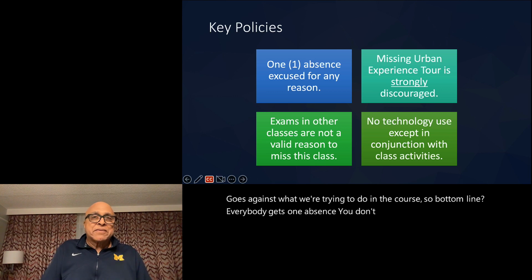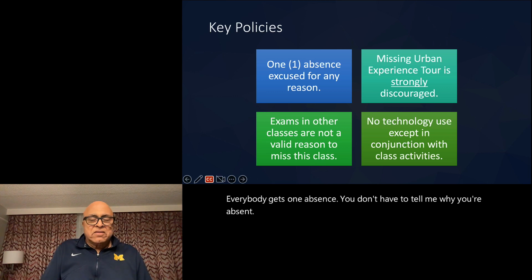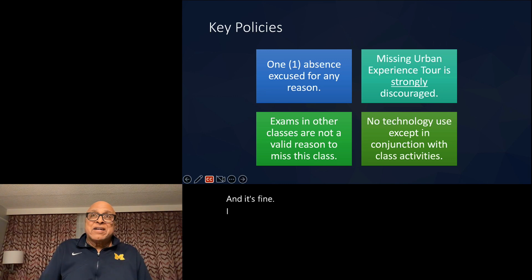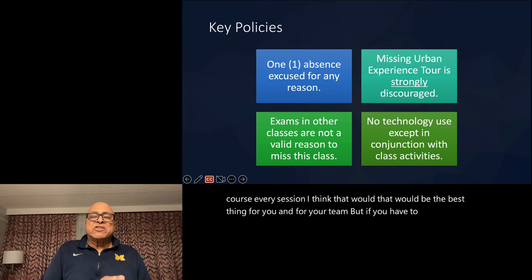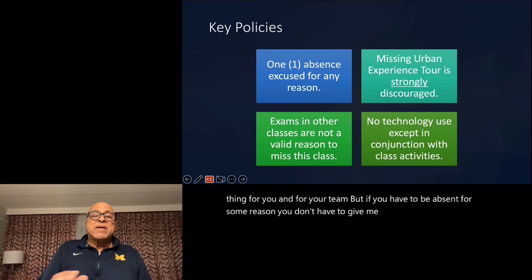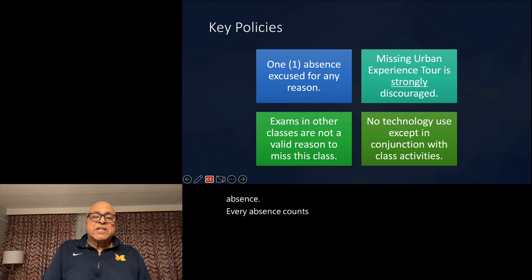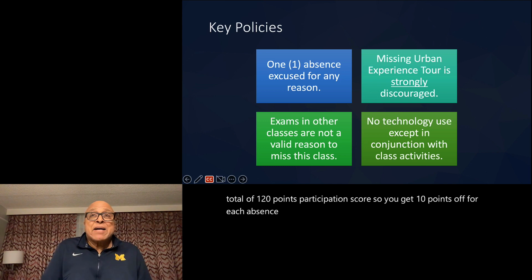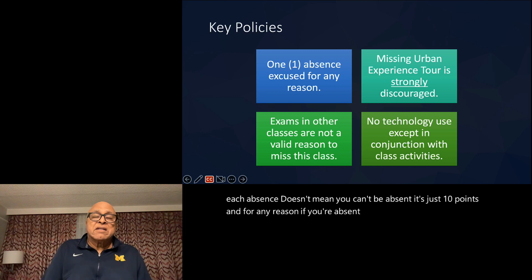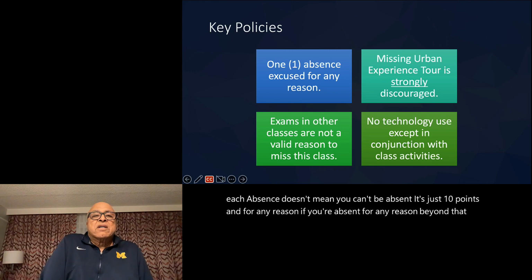You don't have to tell me why you're absent, and it's fine. I don't think it's a good thing to be absent. If you can make every session, I think that would be the best thing for you and for your team. But if you have to be absent for some reason, you don't have to give me an excuse. Beyond the one absence, every absence counts against your participation score. There's a total of 120 points participation score, so you get 10 points off for each absence. Doesn't mean you can't be absent, it's just 10 points. And if you're absent for any reason beyond that first excused absence, it's 10 points.